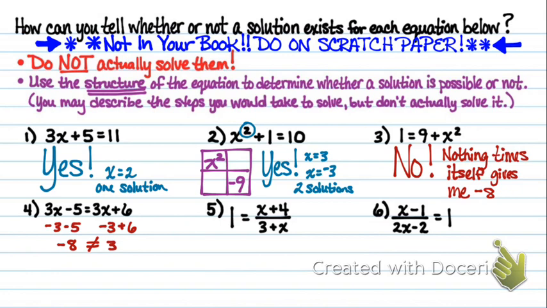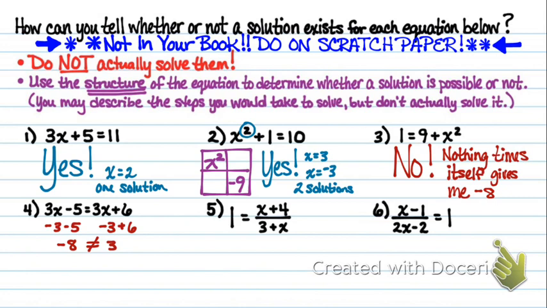If I were to ask you to solve this, what would we need to do first? What's different about this one than all the others? Yeah, I have x's, and I've got them on both sides, right? So the first thing I would need to do if I was going to solve this is to get all my x's on one side together.